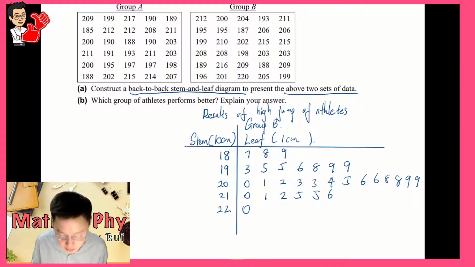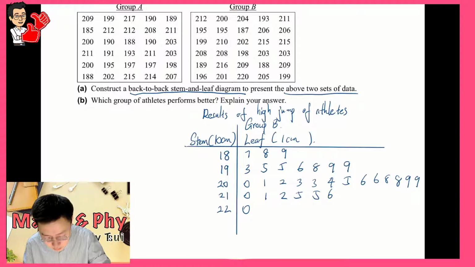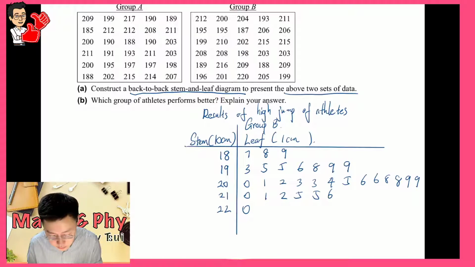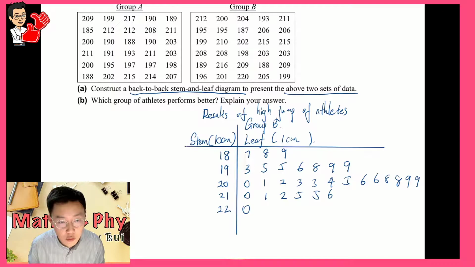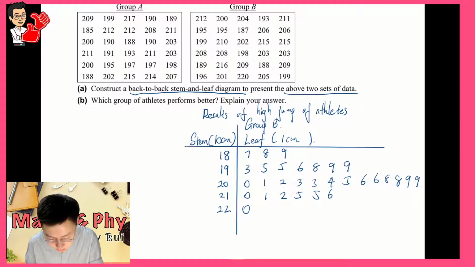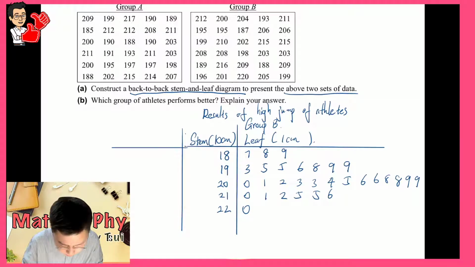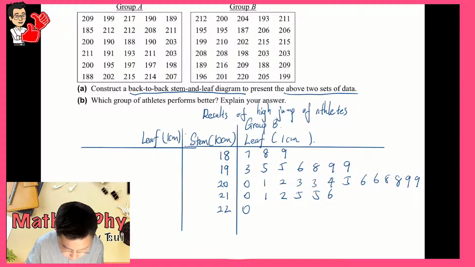So how about group A? I write it for you. Because this is a back-to-back stem and leaf diagram, for the left hand side you also need to draw one more leaf. Draw one more leaf here, and this part on the left hand side is also the leaf part, and 1 cm.